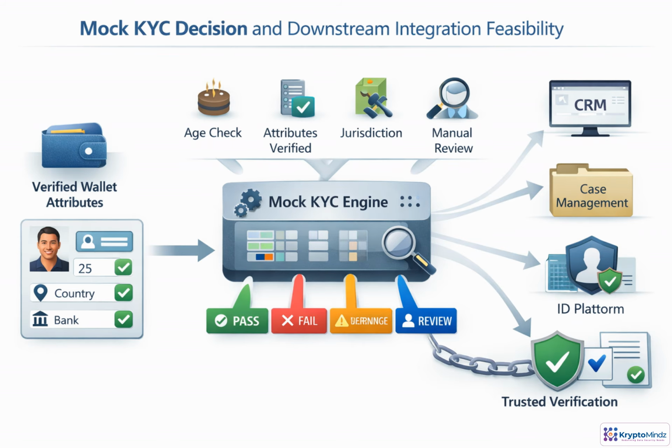Next, you prove one key idea. Once attributes are verified in a wallet, they can actually run a KYC decision. The POC turns those attributes into a simple onboarding profile, then runs basic rules. Are you old enough in an allowed jurisdiction with enough data to decide? Each outcome, pass, fail, incomplete, or manual review, must integrate cleanly with CRM, case management, and identity systems, while staying traceable back to the original verification events.